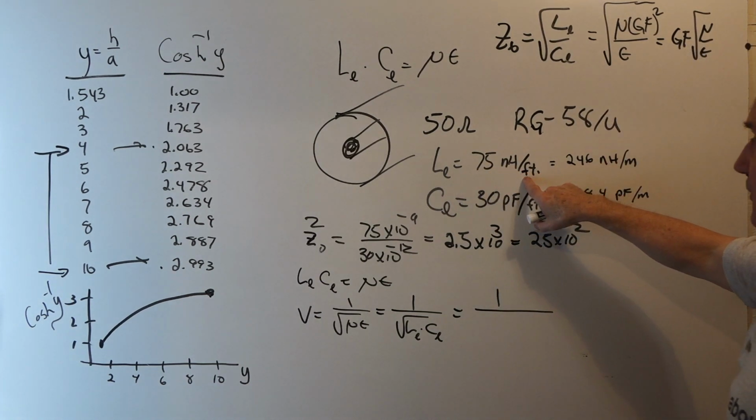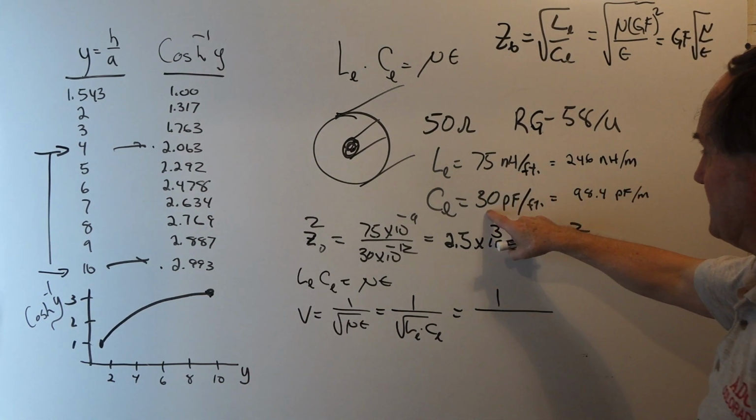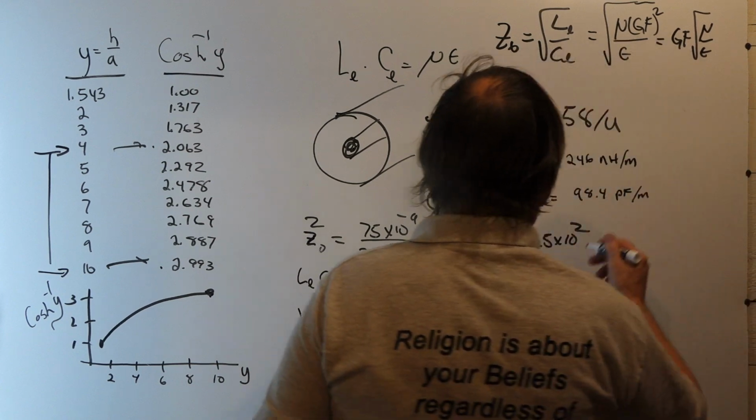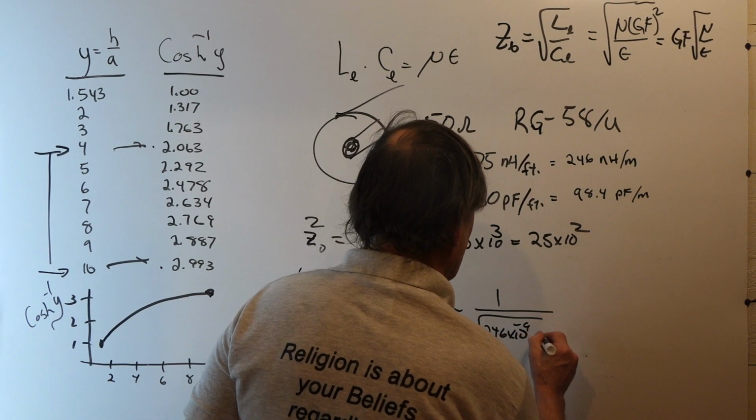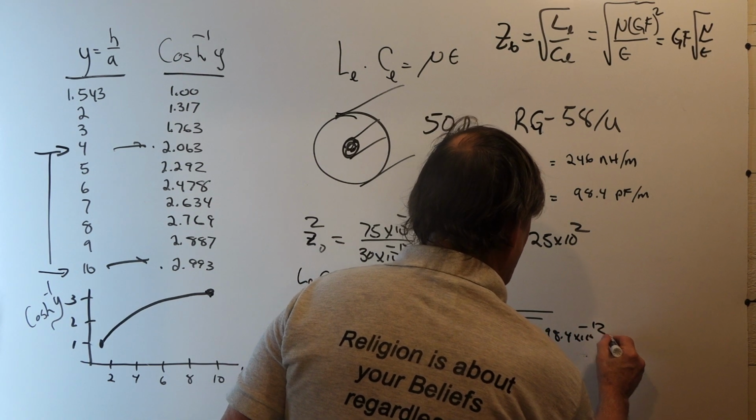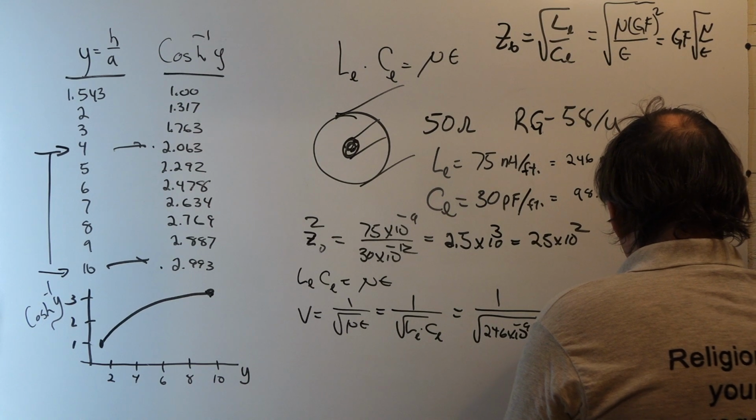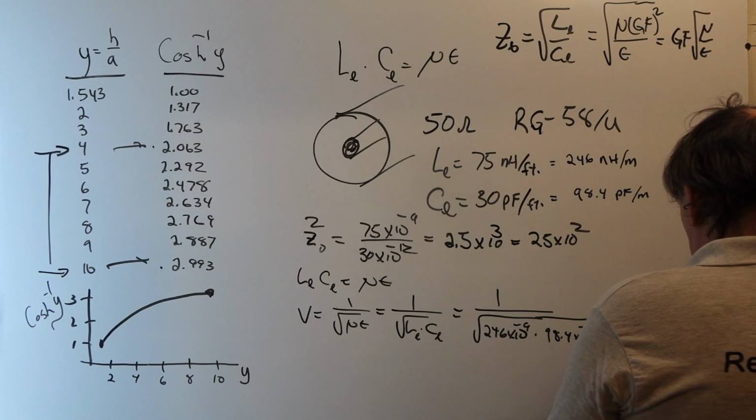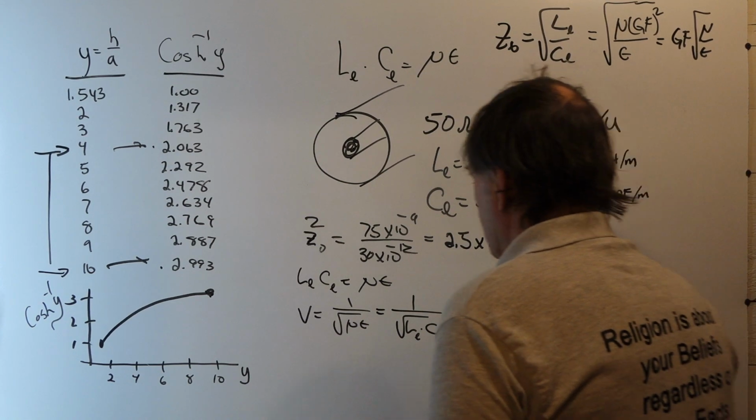The 75 nanohenries per foot on RG58U is 246 nanohenries per meter, and the capacitance per unit length of 30 picofarads per foot is 98.4 picofarads per meter. So if we put that product in here, 246 times 10 to the minus 9th times 98.4 times 10 to the minus 12th, this comes out to 203.2 million meters per second. So I'll write this as 10 to the 6 meters per second.